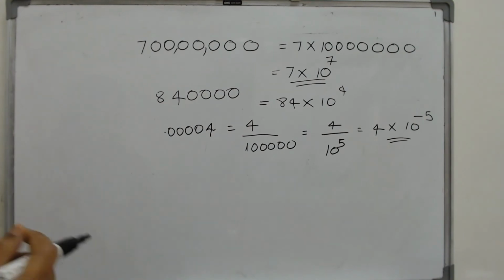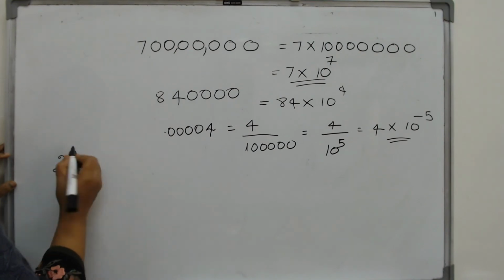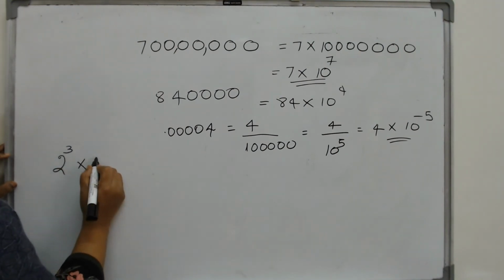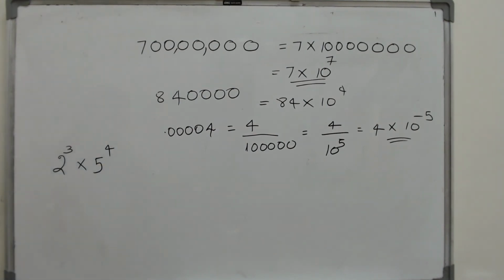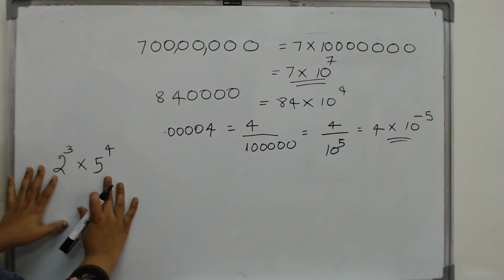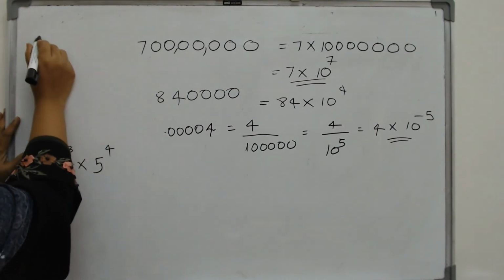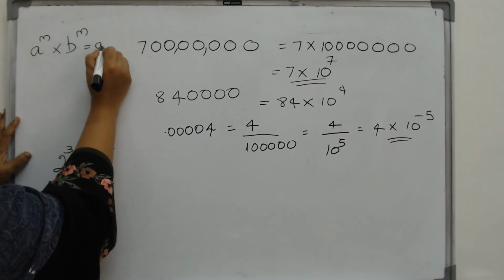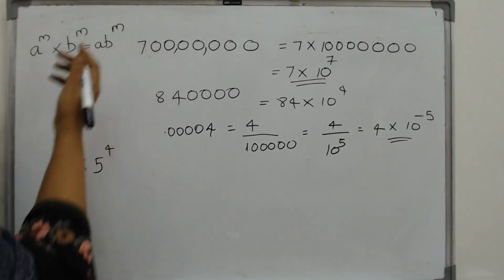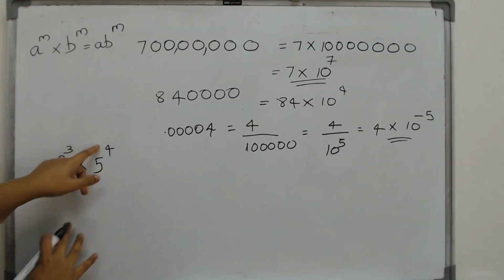And similarly, it makes your multiplications easy. How? Let us see. For example, you have 2 raised to 3 into, say, 5 raised to 4. What have we learnt? If the bases are different and the exponents are same, you can group them together, right? See, a raised to m into b raised to m is equal to ab raised to m. So the exponents are different and the bases are also different. So what do we do?